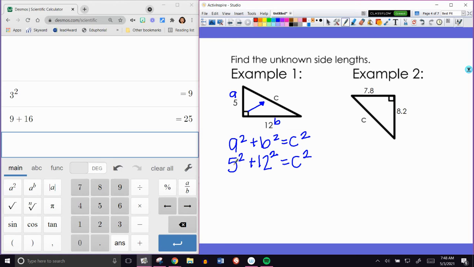So then I'm going to actually square it. So 5 squared is 25. Plus 12 squared, 144.